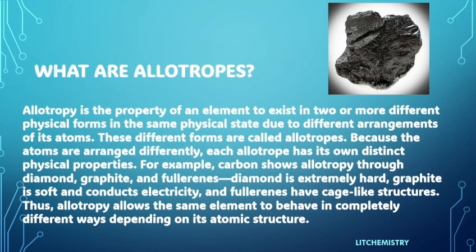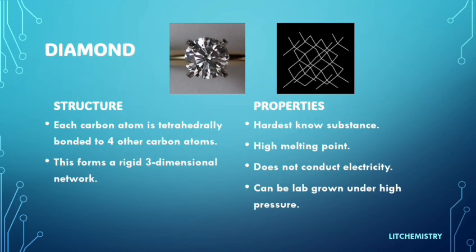Similarly, carbon atoms arranged in one pattern form diamond, in another pattern form graphite, and in a cage-like pattern form fullerenes. And because of these different arrangements, their properties also change completely. Let's start with diamond.